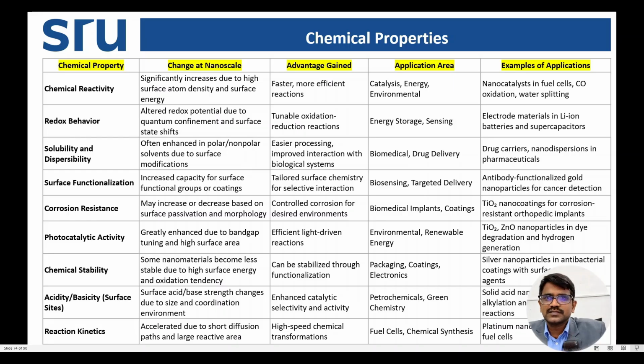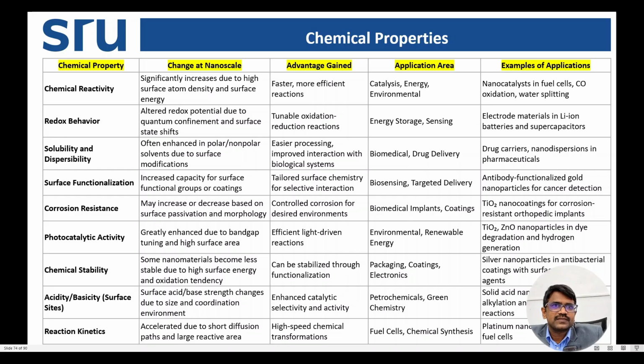These advantages we can find in biosensing and targeted drug delivery. Examples: antibody functionalized gold nanoparticles for cancer detection in the biomedical field. So this particular property has advantages.